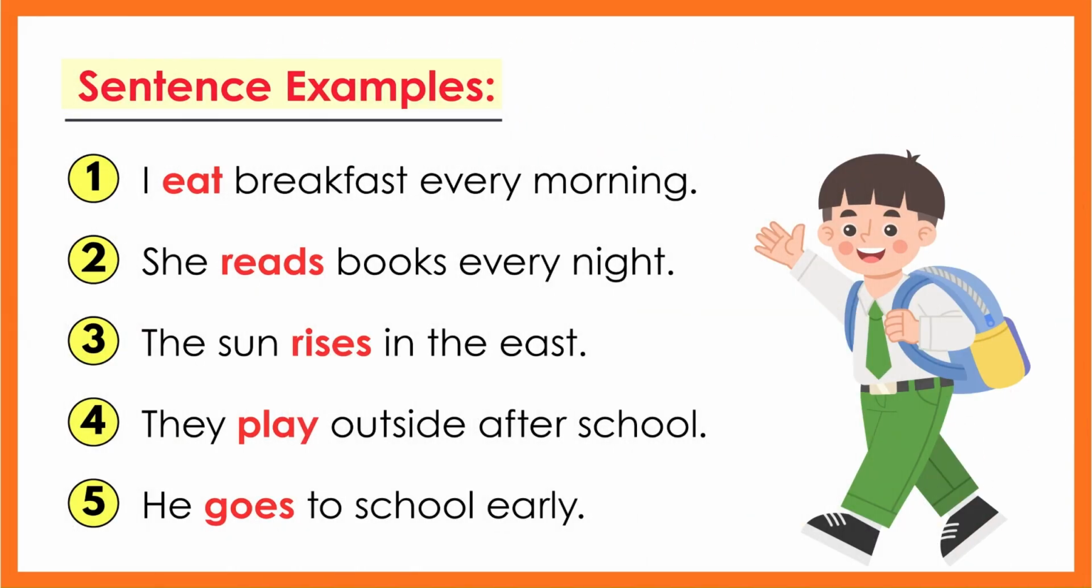Sentence examples for simple present tense. I eat breakfast every morning. She reads books every night. The sun rises in the east. They play outside after school. He goes to school early.